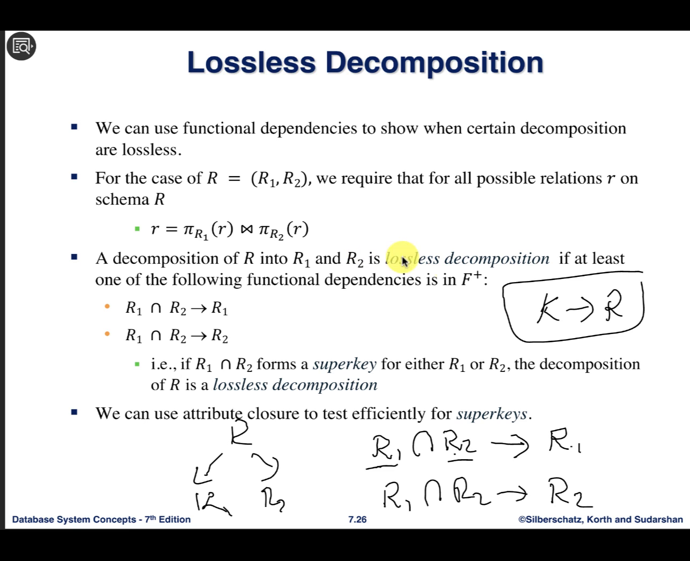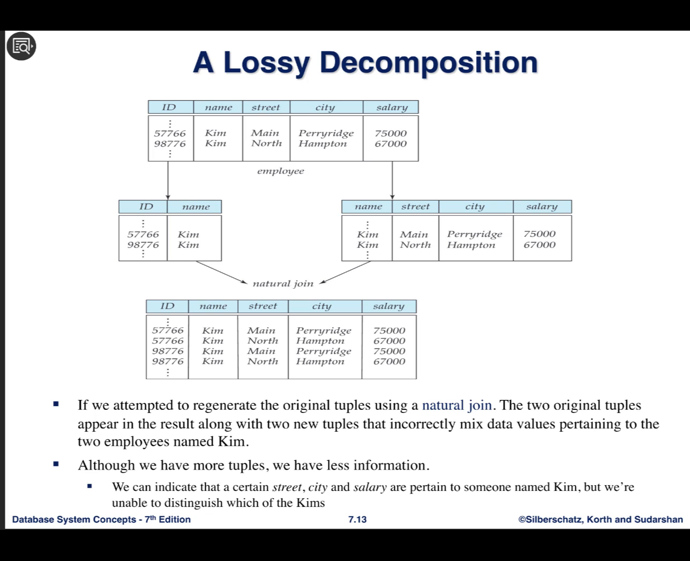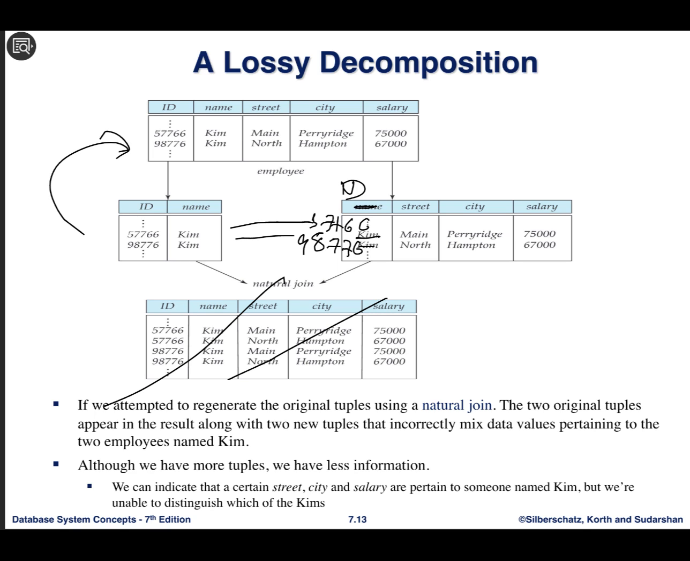Why? The key point here is that if we have a key in the intersection between R1 and R2, meaning a common attribute between R1 and R2 is a key, then when you join these relations you are able to reconstruct the original one. If you remember the example I gave you, assume I define this one using the ID, and the ID is going to be the key here. So if you have the ID values 57766 and 898776, when you join them you produce the same relation. So you are not going to lose anything.